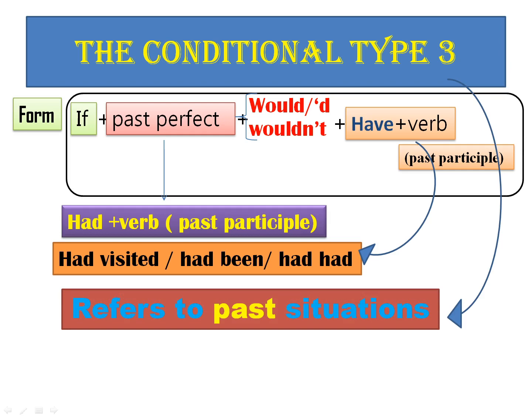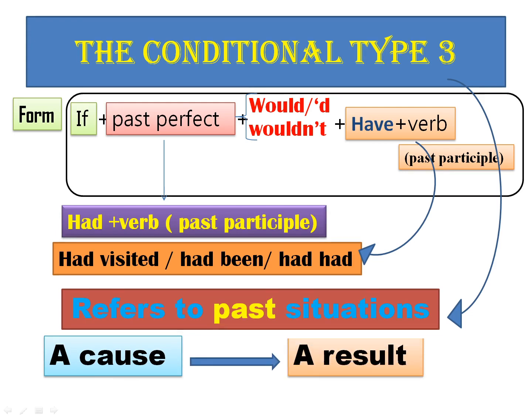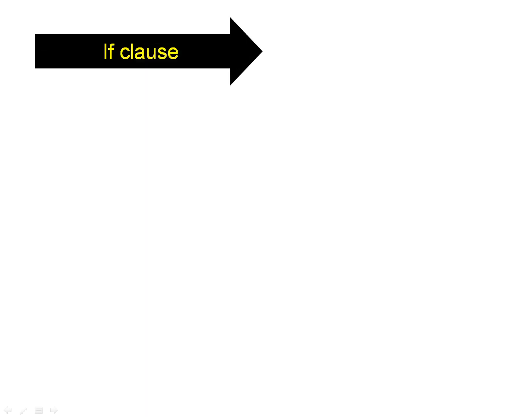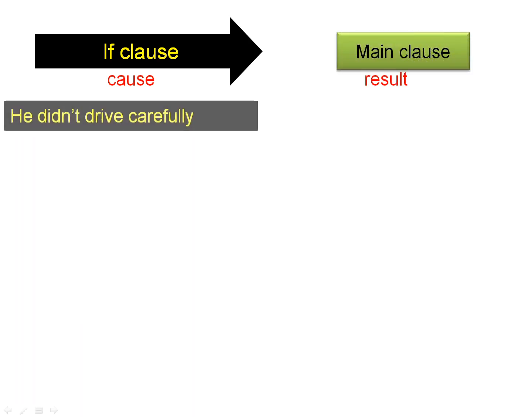What is the use of conditional type 3? Where do you use it? So conditional type 3 refers to the past situation. Okay? So it talks about a cause in the past which had a certain result. So if clause is always about the cause and the main clause is always about the result.